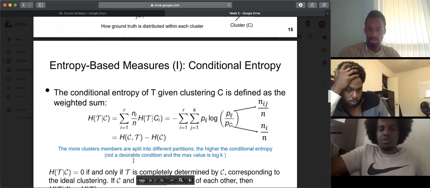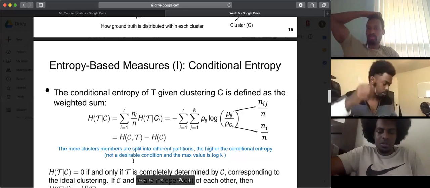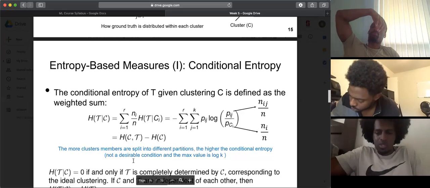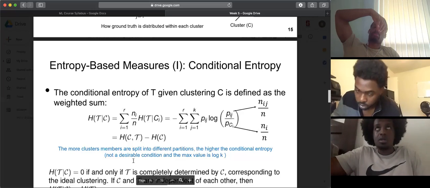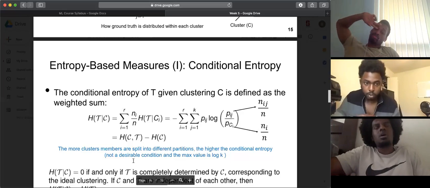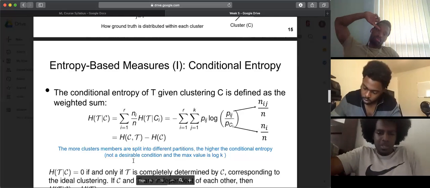So what they've written in blue is important. The more cluster members are split into different partitions, the higher the conditional entropy is. So what this is saying is that the more and more clusters are split into more and more partitions, the higher the conditional entropy is. So that would mean that... No, that's not what we want. Yeah, that's not what you want. You want lower entropy so that you have more information about your clustering.